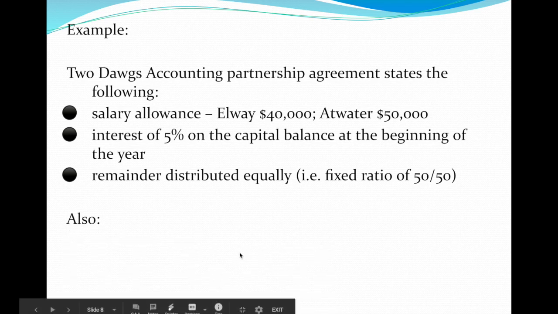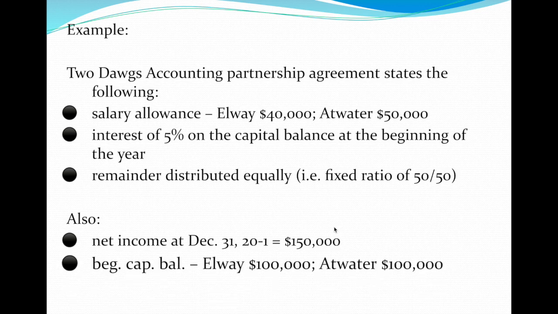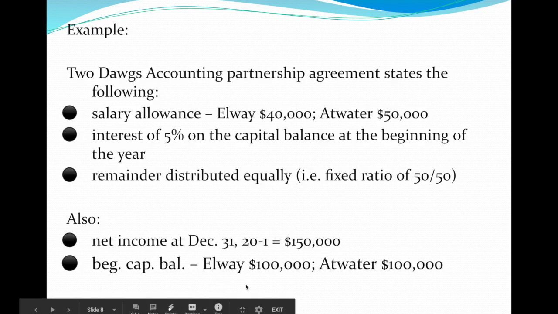Oh, and in this example, net income is $150,000. So that's the amount we're working with. So the beginning capital balance, Elway has 100.